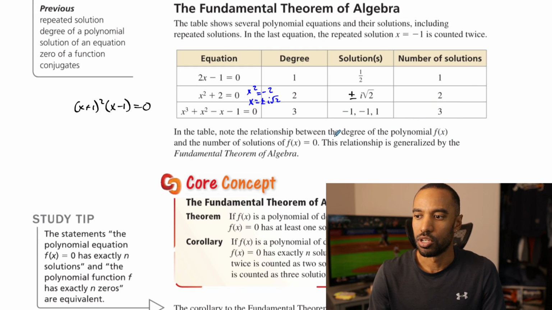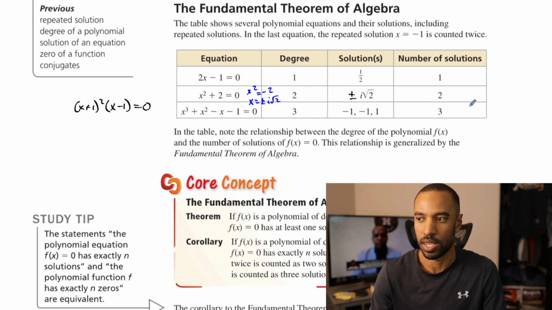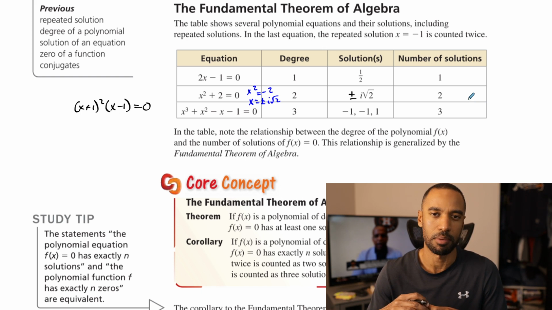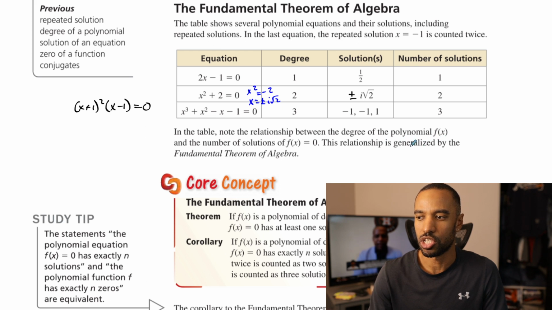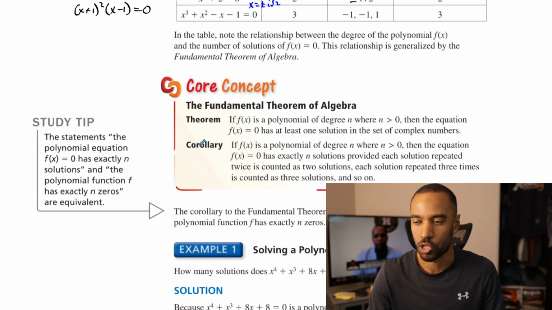Now, in the table, note the relationship between the degree of the polynomial and the number of solutions. 1 degree is 1 solution, 2 is 2, 3 is 3. Can you prove by example? No. Are they supporting what they're talking about with examples? Yes. This relationship is generalized by the Fundamental Theorem of Algebra. So here's the theorem and its corollary.